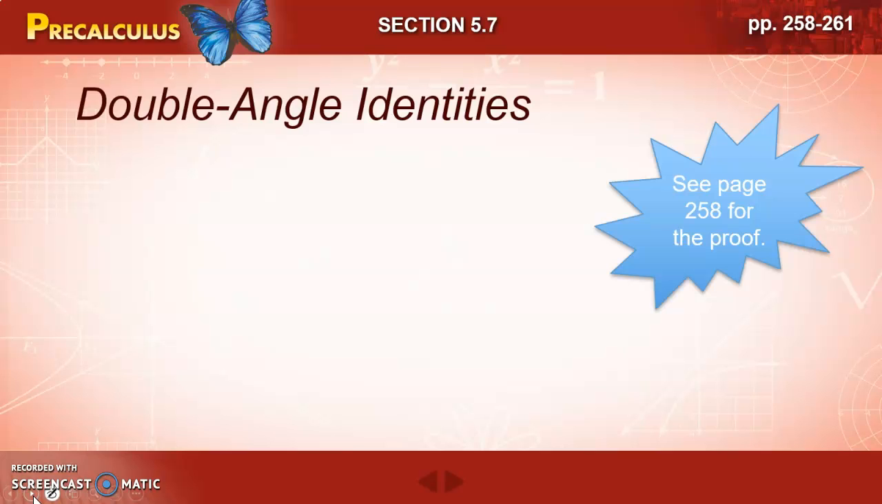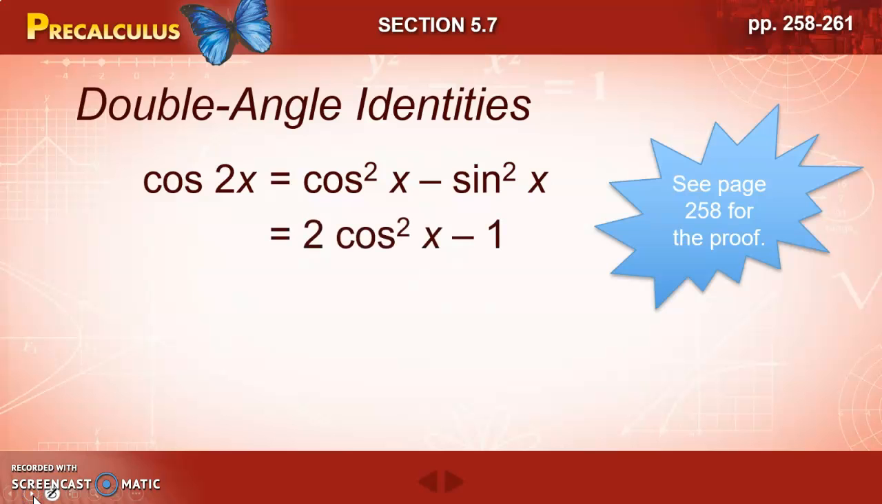You can see the proofs for these on page 258, and we're actually going to do some of the proofs in class. But if you're just wanting to know the identities and how to use them, cosine of 2x can be written either way. We can write that as cosine squared x minus sine squared x. One derivative of this, using the Pythagorean identity for sine and cosine, we can rewrite as 2 cosine squared x minus 1, or 1 minus 2 sine squared x.